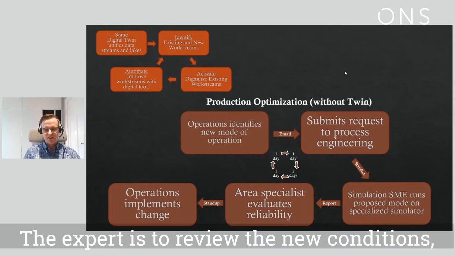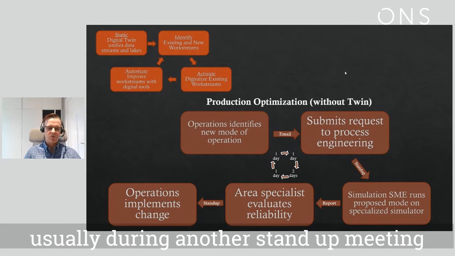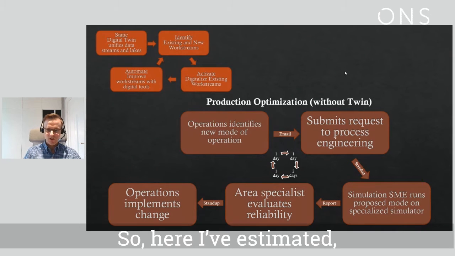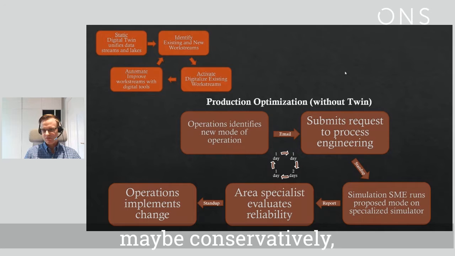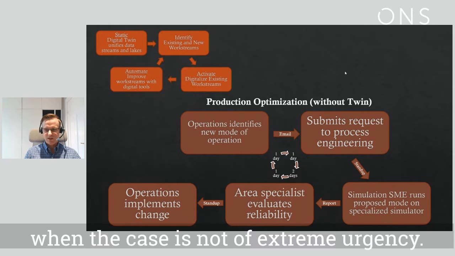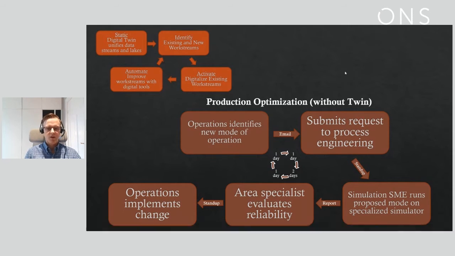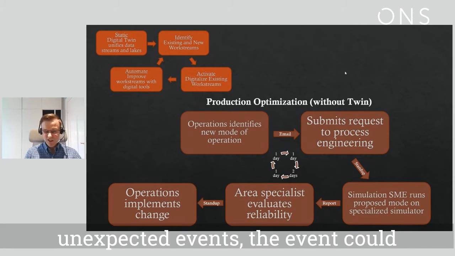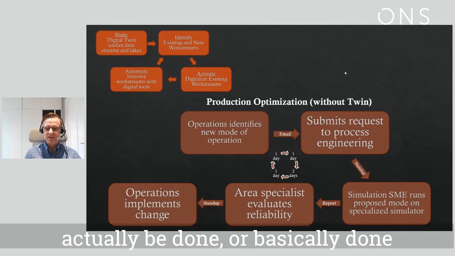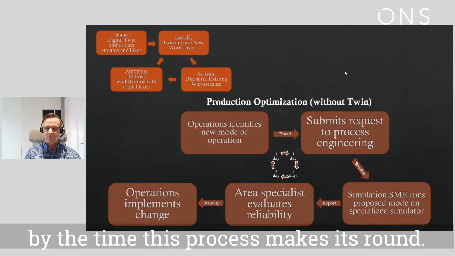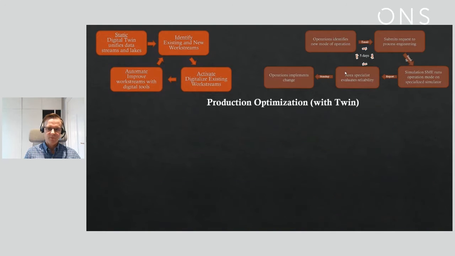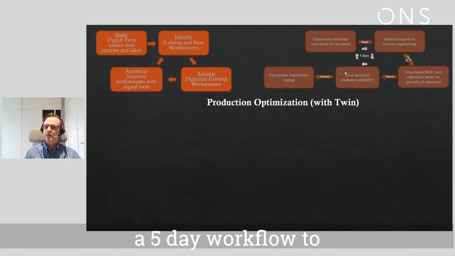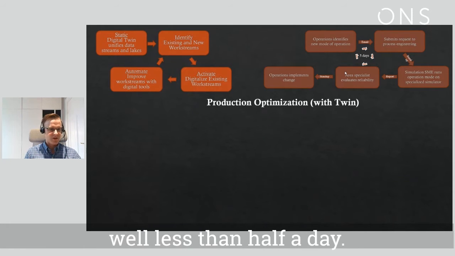the new conditions. And again, that is passed back to operations, usually through another stand-up meeting for them to actually implement the change. So here I've estimated, maybe conservatively, this could be a 4 or 5 day process when the case is not of extreme urgency. And in many unscheduled or unexpected events, the event could actually be done, or basically done, by the time this process makes its round. So with a twin, we can build an application that reduces this from a 5-day workflow to something that can take well less than half a day.